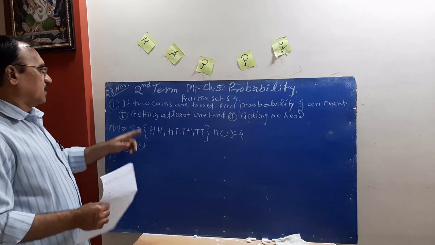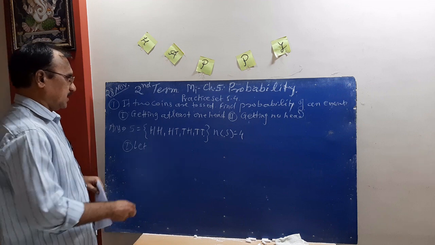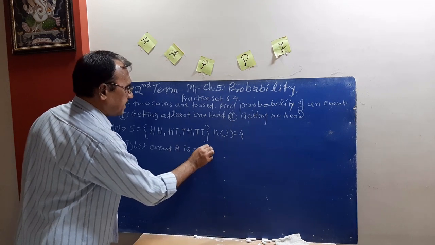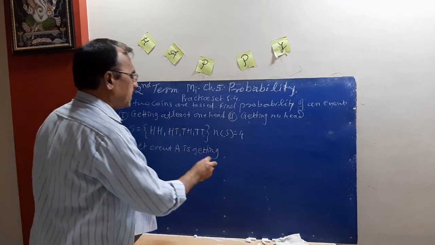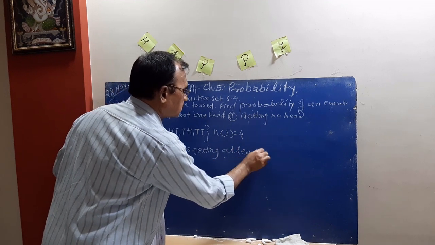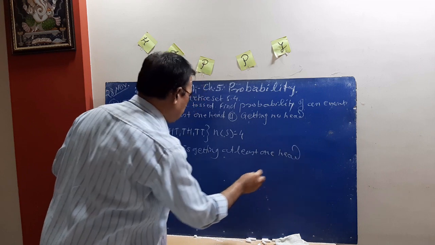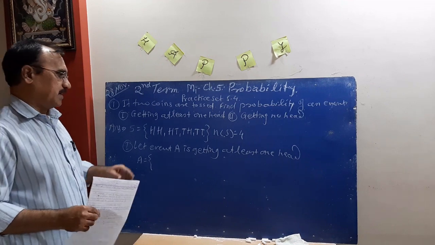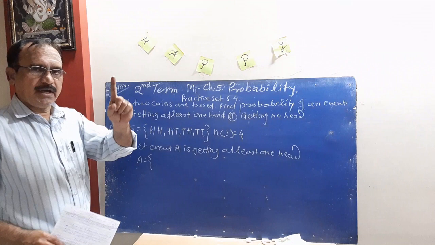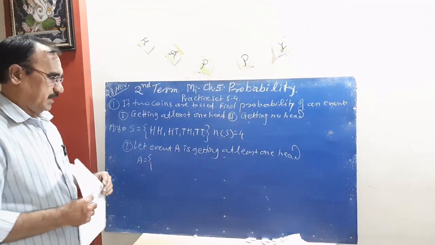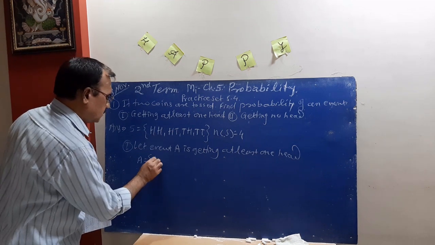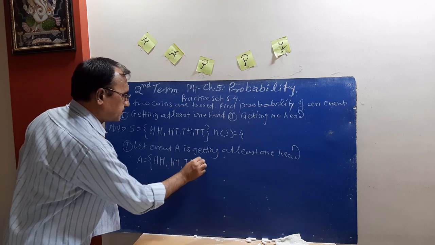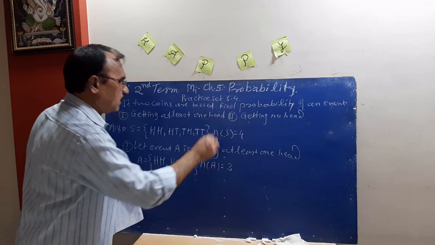Then the first one. Let. Why let? Here the name of the event is not given. Let event A be getting at least one head, and therefore A is equal to at least one head means कम से कम एक हेड लेकिन दो भी चलेगा, ऐसा मीनिंग है. At least one head, दो भी चलेगा. HH, HT, TH. N of A is equal to 3.